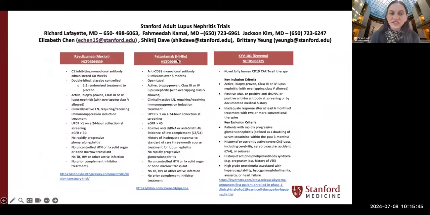We have a couple of other lupus trials. We have one with ravulizumab. We have one with this CAR T therapy. I could do a whole other lecture on that, which is really exciting therapy that's coming about.